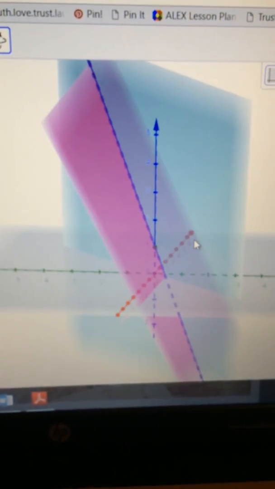So that is task number 8. Again, line B does exist.